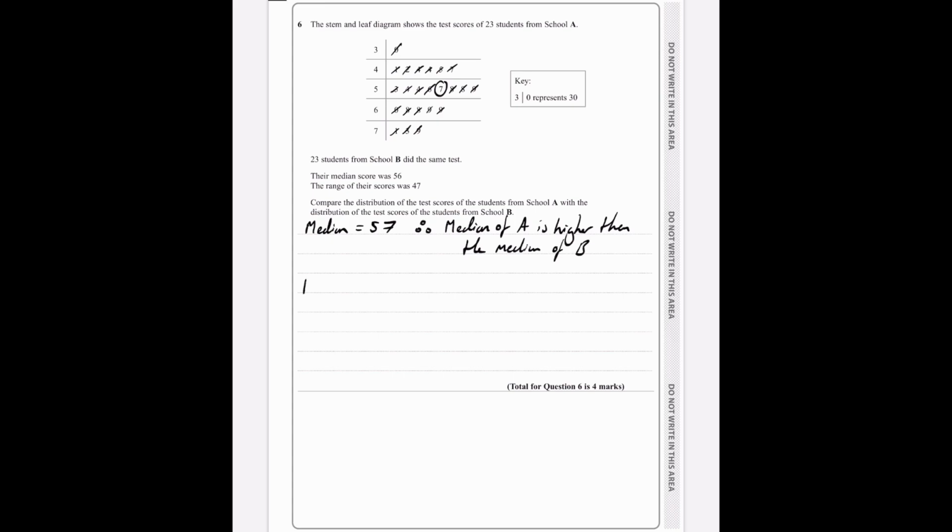For the range, it's just the distance between the first and the last, or the largest and the smallest. So 79 is the largest, 30 is the smallest. The difference between those two is 49. So the range of A is 49. Well, that's a larger number than 47. Therefore, the range of A is higher than the range of B. And there we go.